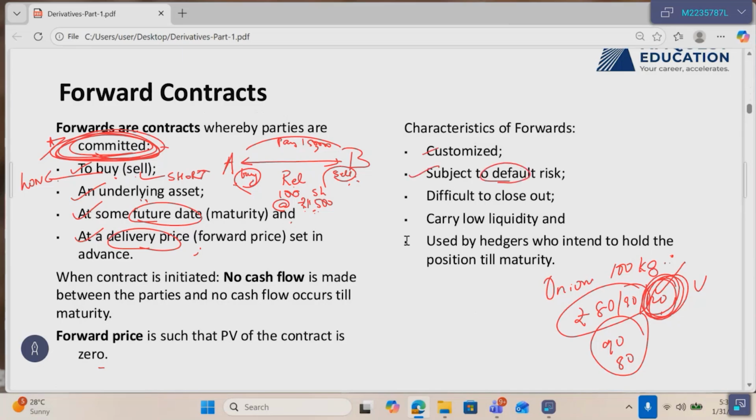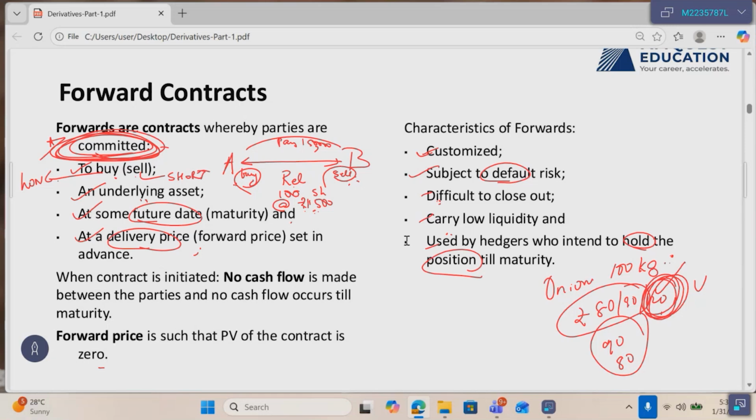Remember, dealing with a person directly, he may disappear. It's difficult to close out. They carry low liquidity, and they're used by hedgers. Clear? So normally forwards are not speculative. The person with a forward contract is very clear that he wants to mitigate his loss. So it's normally not a speculative contract. It's a contract to hold the position and close it out on maturity.